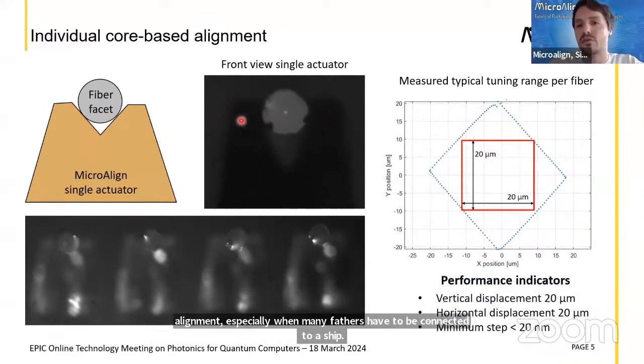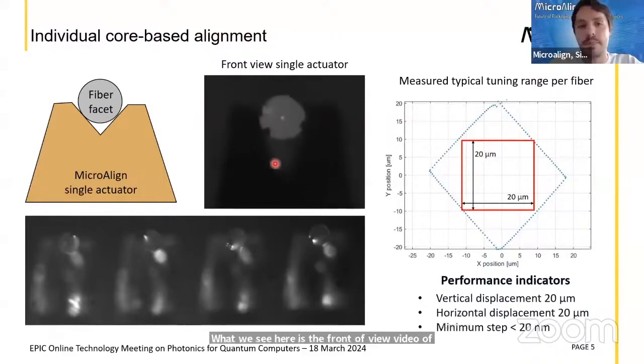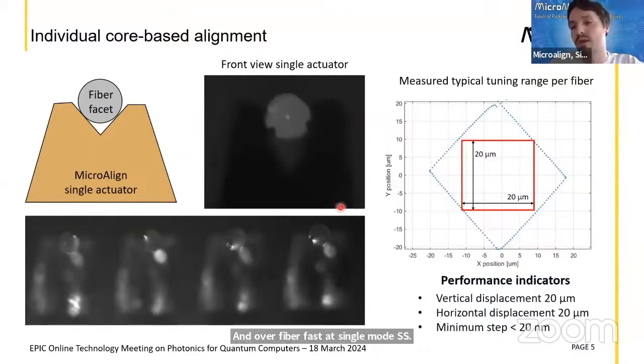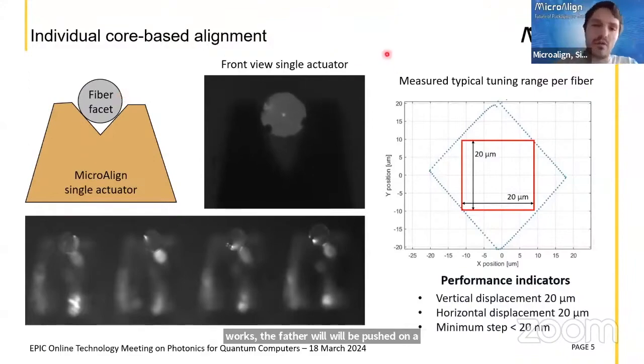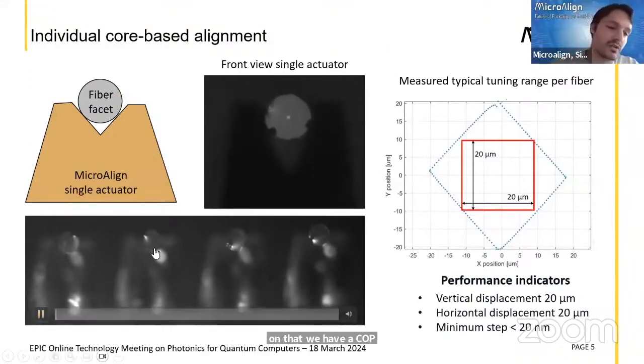What we see here is the front view video of a fiber facet, single mode SMF28, and in the blurry is one actuator, basically that is moving the fiber. So what we have embedded in MicroAlign is an actuator that can move at this moment up to 8 fibers. We want to scale it to many fibers, but the interesting thing is that each fiber can be moved with nanometer resolution and within a nice range. So what we see here on the left is basically how it works. The fiber will be pushed on an actuator. We have a comb of actuators, as we also see in the bottom left video.